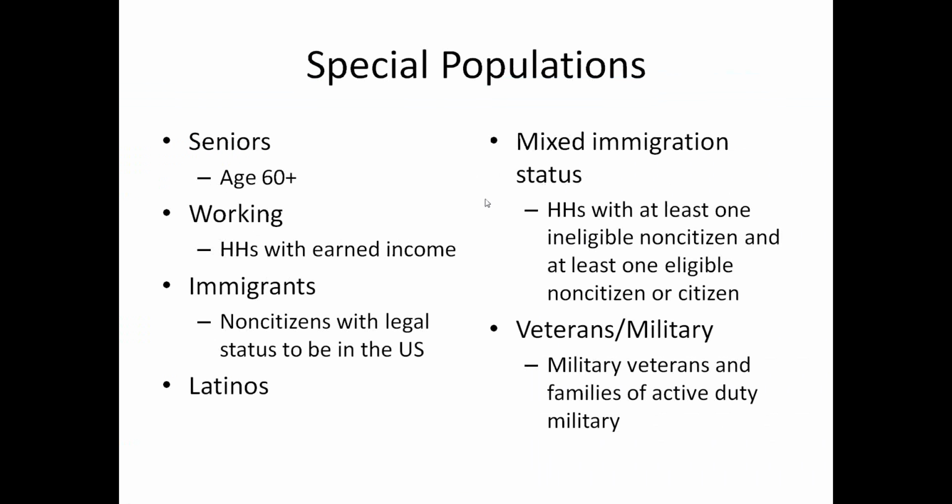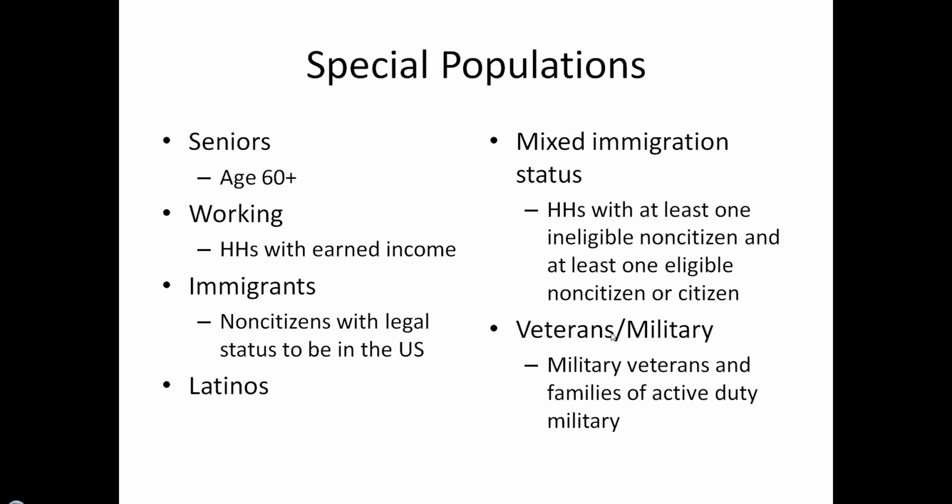Okay, so the next little bit is on special populations. The state this year decided that they are interested in seeing how much work we're doing with these six populations that they designated. Those populations are seniors, people who are working, immigrants, Latinos, mixed immigration status households, and veterans and military families.